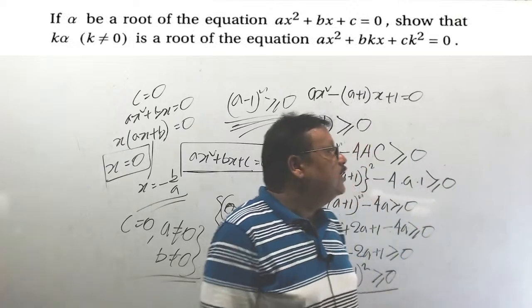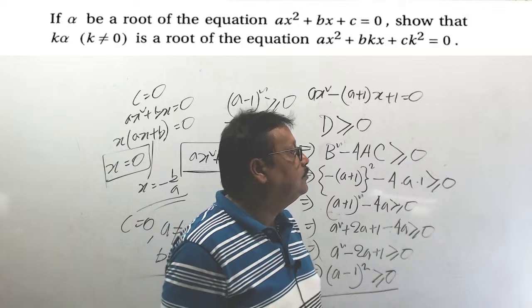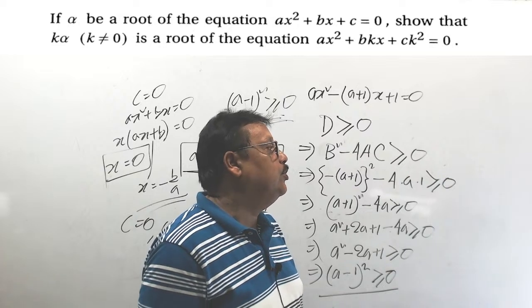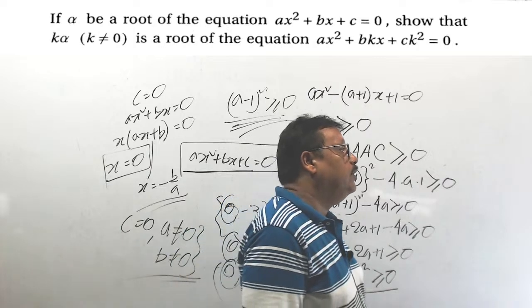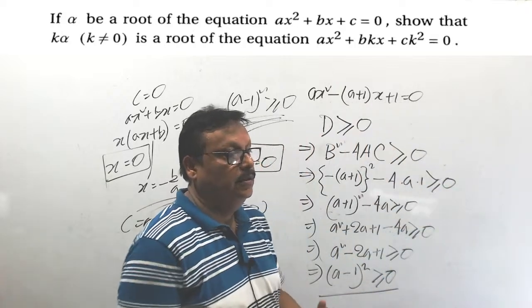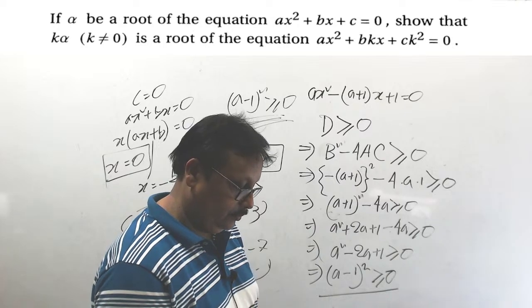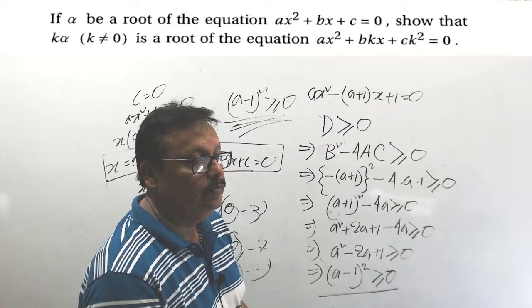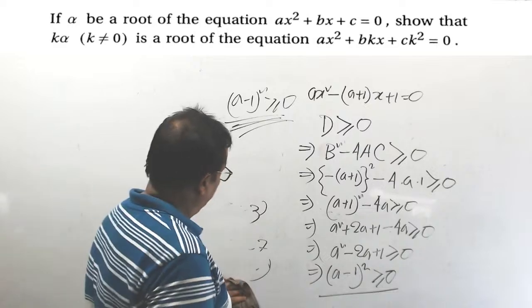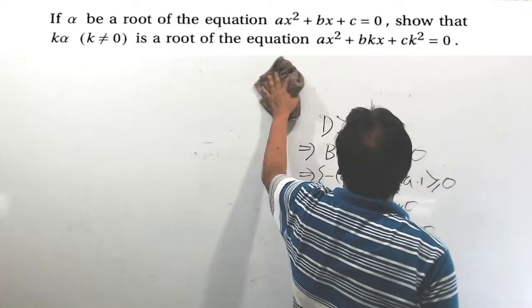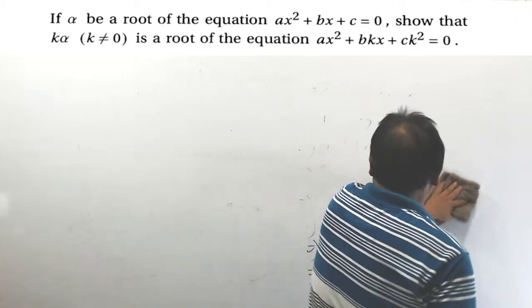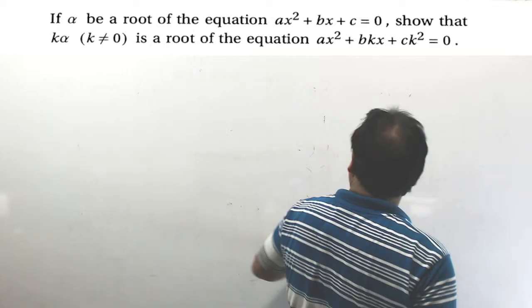Okay. For the next one, if alpha be a root of the equation ax square plus bx plus c equal to 0, show that k alpha, k not equal to 0, is a root of the equation. How will you do it? In the next class, next session, all will be such types of questions.